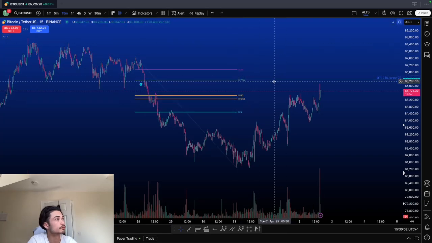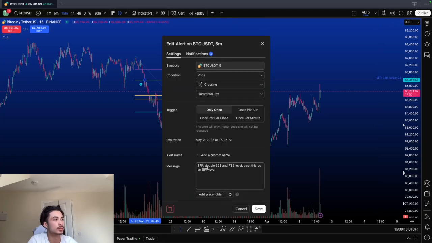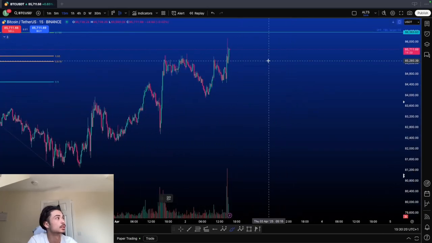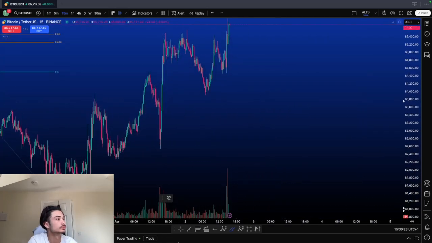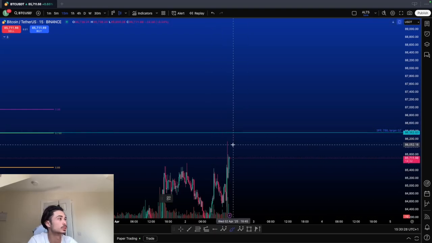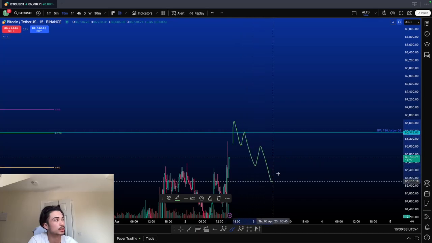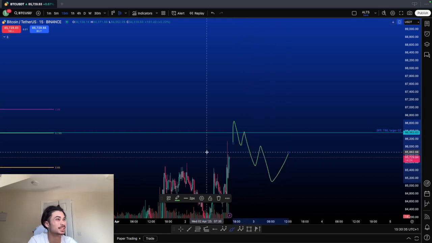So I've set an alert for this line to get hit, and the alert says SFP double 618 and 786 level. Treat this as an SFP level, meaning what I want to see, guys, is that it's the level of interest. I want to see price action get above, get below, retest it, and then we start dumping, in which I would short. However, that would be going against the market, I think.